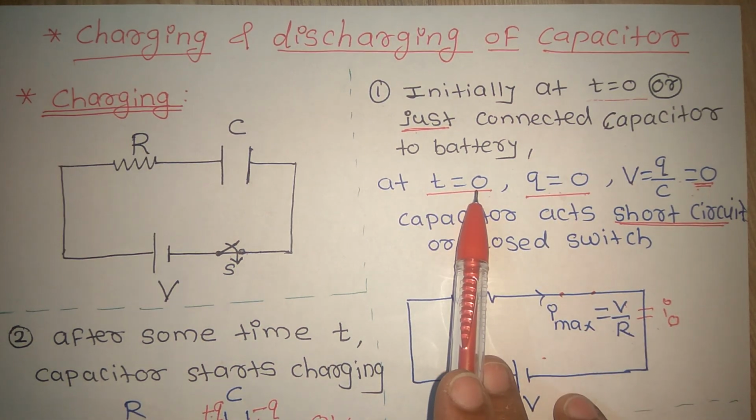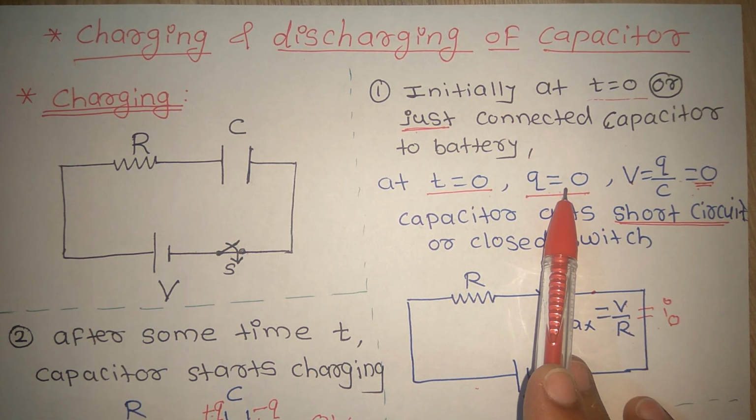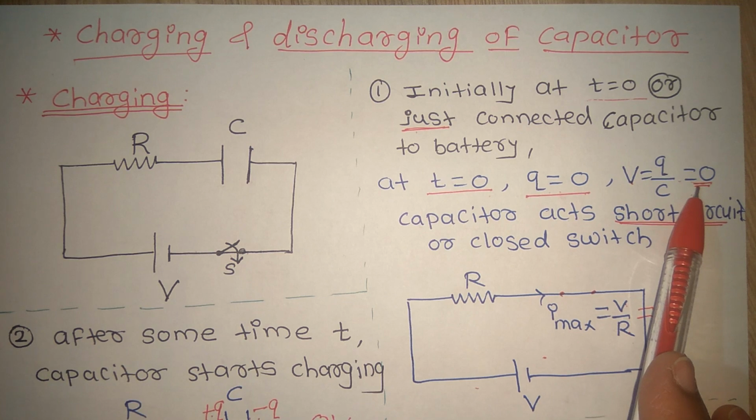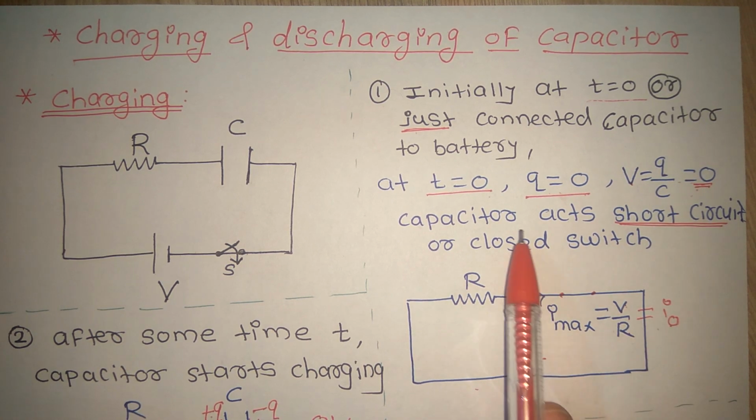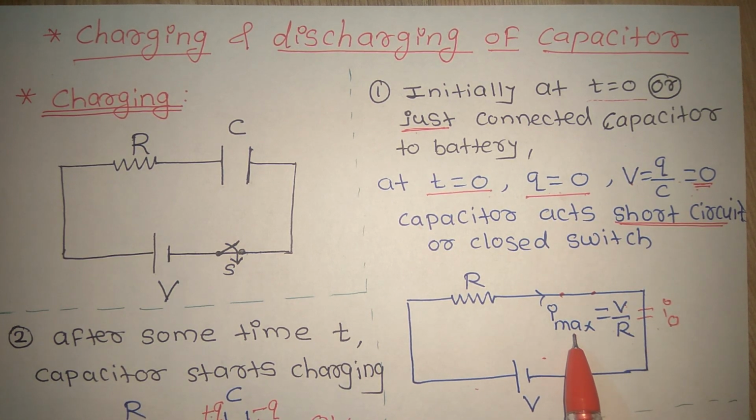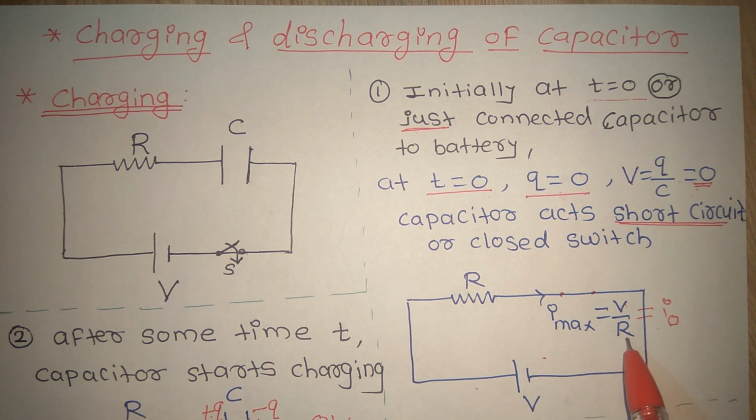at time t equal to 0, charge on the capacitor is 0 and potential difference across the capacitor is 0. At this condition, the capacitor acts as a short circuit. So when the capacitor acts as a short circuit, the current through the circuit is maximum, that is V by R, which we consider I naught.